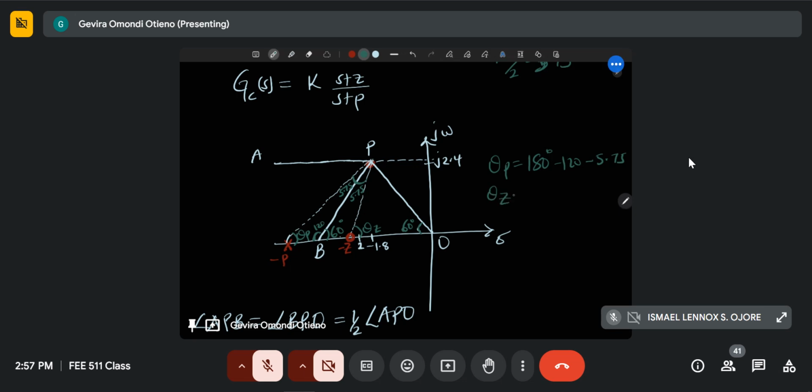Theta z should be, if this is 60, and this is 60, this is 5.75. So theta z should be 180 degrees minus, in brackets, 60 plus 5.75, which is 65.75. Okay? So you find that, and then you obtain the location of point P, and you also obtain the location of point Z.